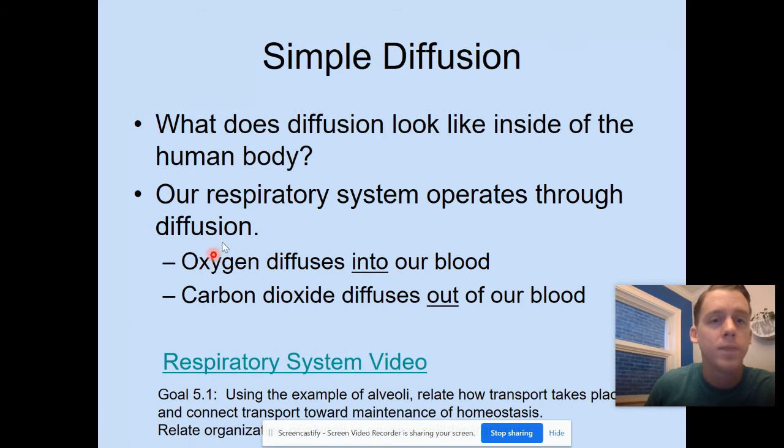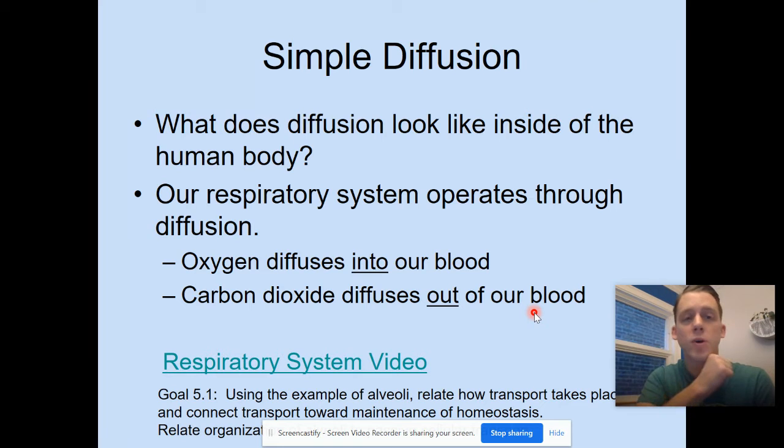Number one, that oxygen goes into our blood. So we want our blood to have oxygen. And the other thing to keep in mind is that carbon dioxide diffuses out of the blood. So we want to get rid of carbon dioxide. We want that oxygen, and we want to get rid of CO2 that builds up. So that is the key.